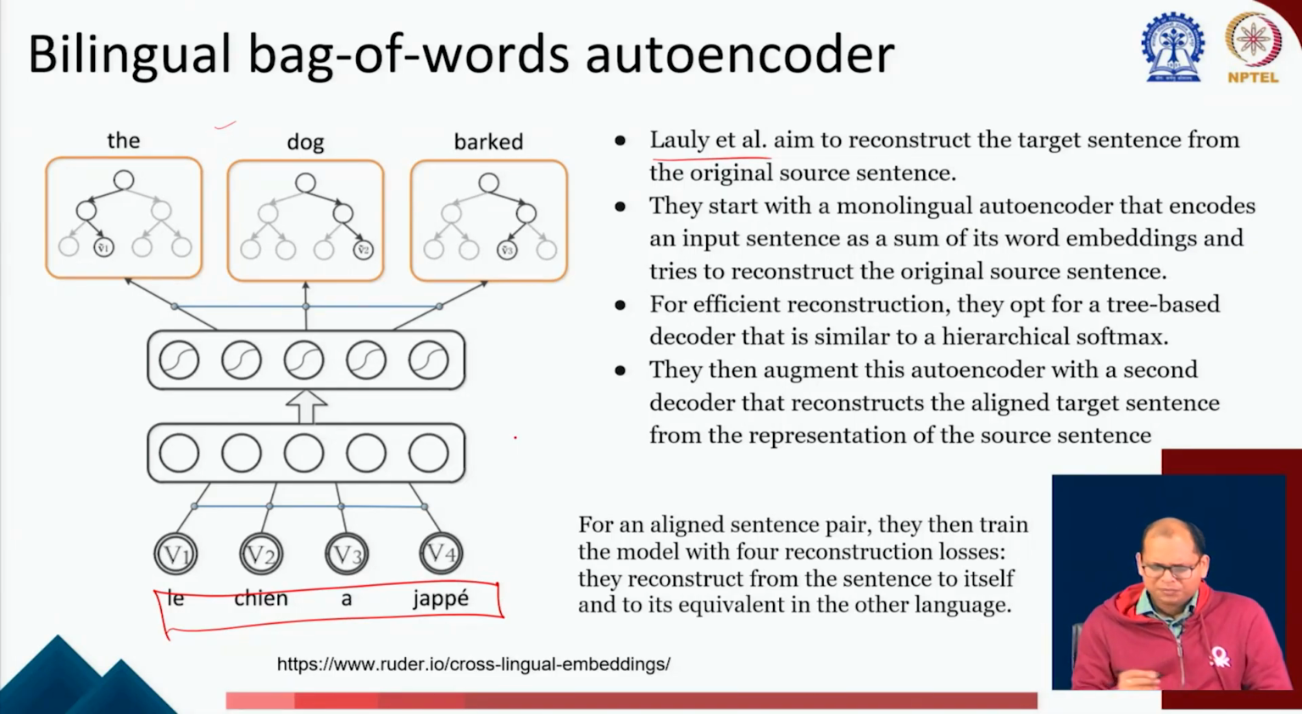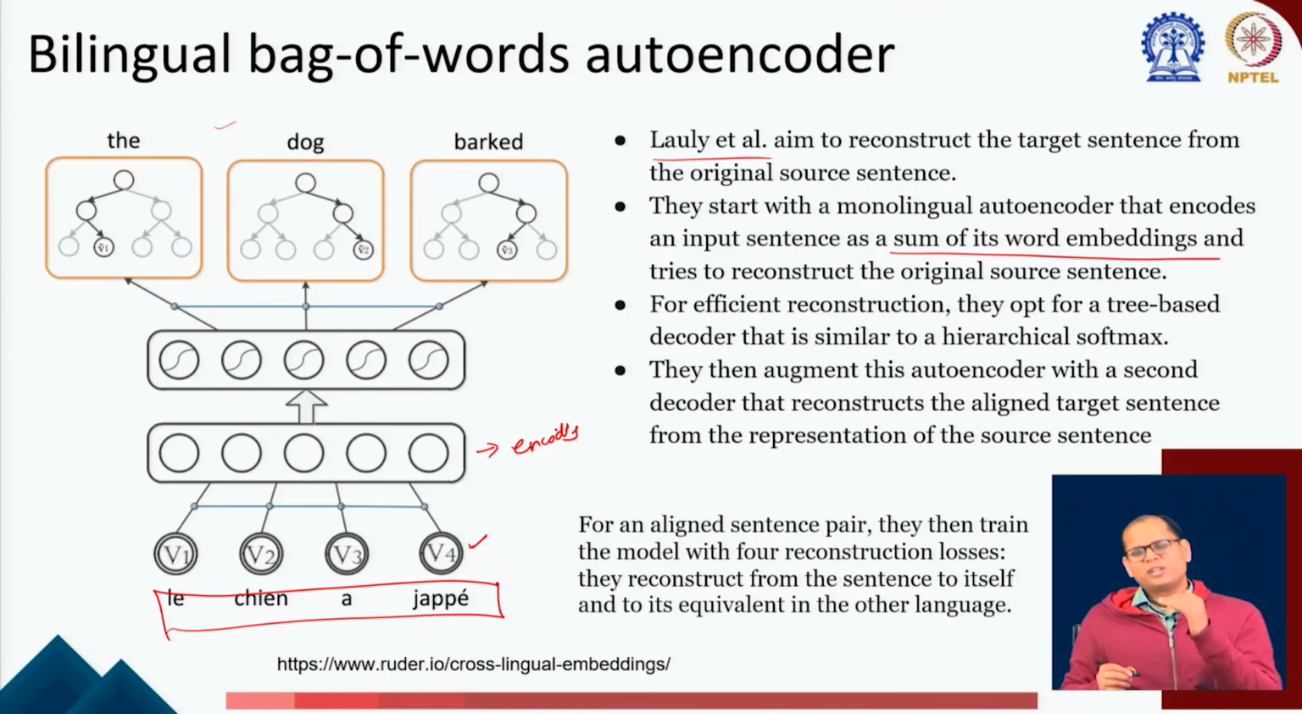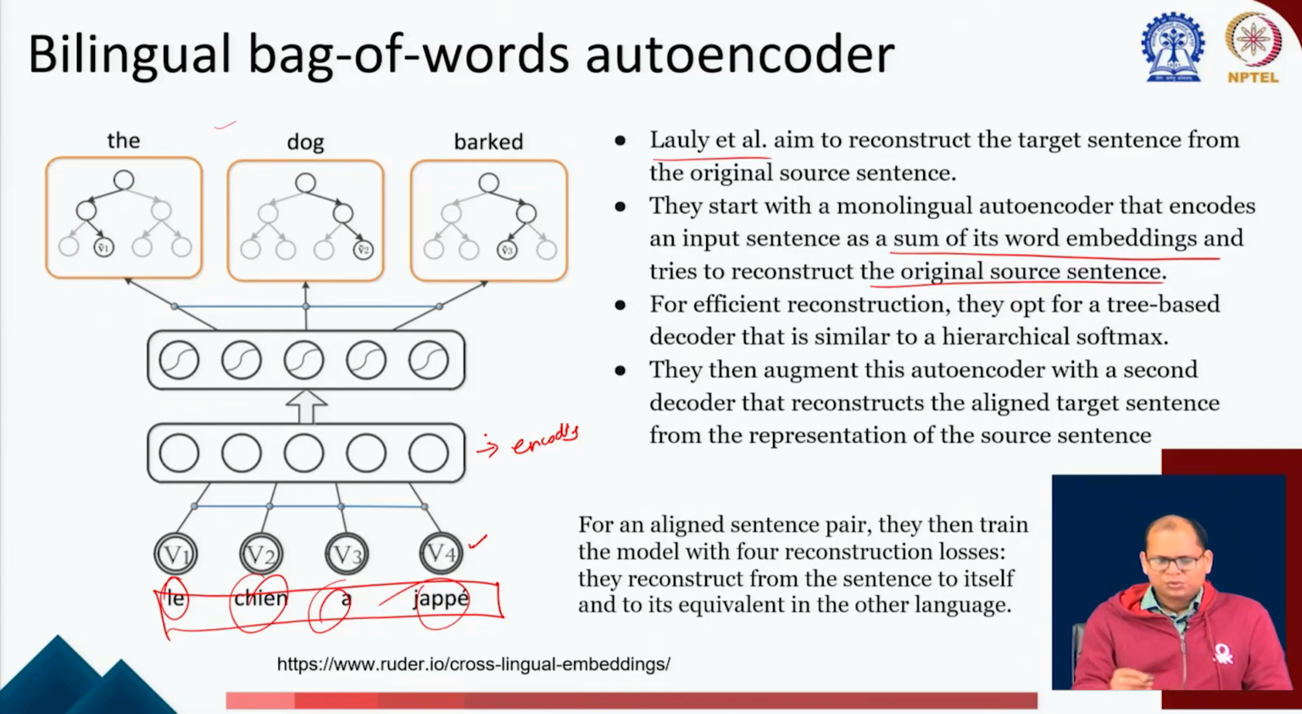So, here let us say we have these 4 words, and you encode it as a sum of the word embeddings, very similar to the previous method. So, this is the encoding. The encoding is simply the sum of the embeddings for all the words of the source sentence. Now, in an autoencoder we try to decode the same thing. So they can decode all the 4 words. Reconstructing the original source sentence means they will decode all the 4 words using this encoder, very similar to how we did in word2vec, CBOW and skipgram. So you have this encoding and you decode into the individual words.